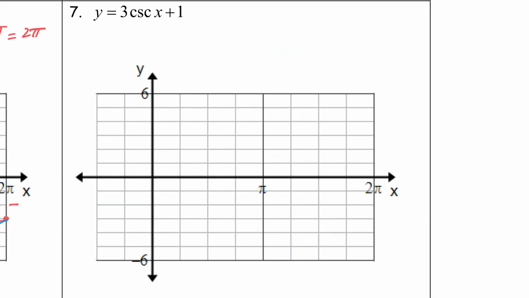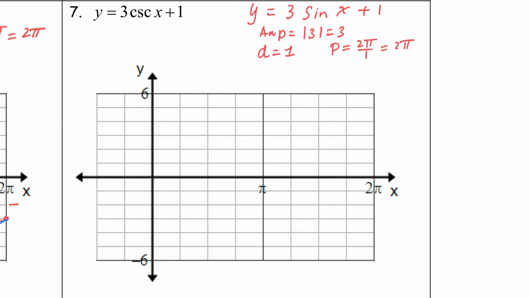For number 7, we're going to have to graph y equals 3 sine of x plus 1. We do know that the amplitude is 3. We know that the new midline is 1. And we know that the period is 2 pi over 1, which is 2 pi. We're going to first start off by drawing our new x-axis, which is going to shift up 1 unit. So just pretend this is your x-axis.